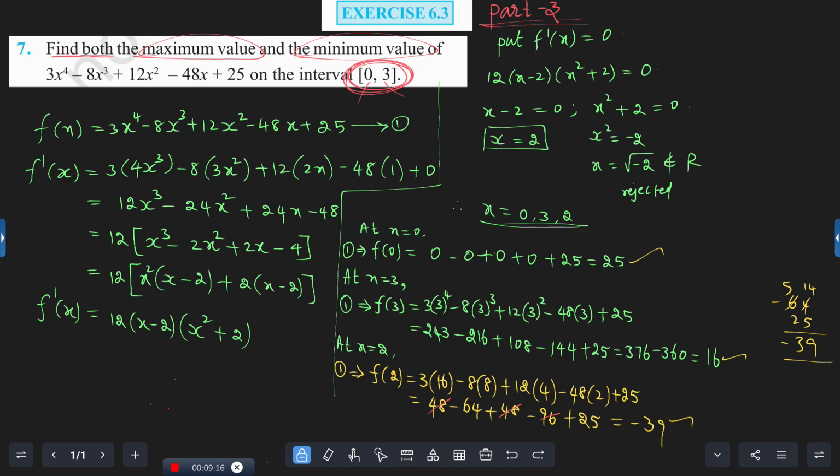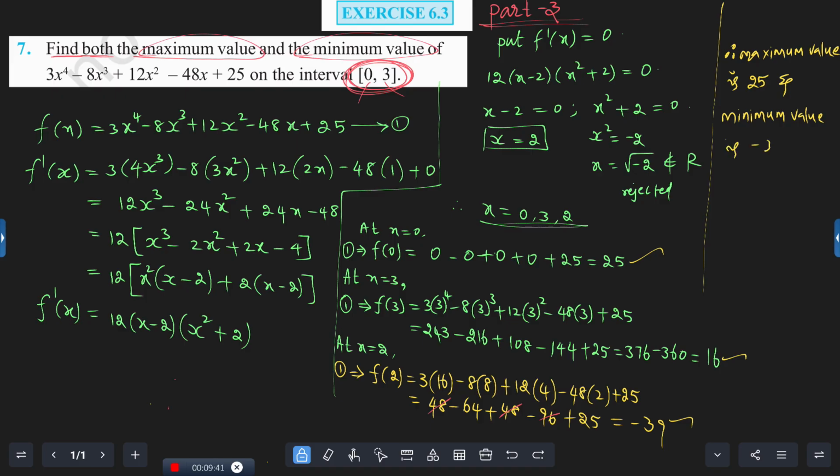So we have 3 different values. In this, which is the maximum, you write the maximum value, and which is the minimum, you write the minimum value. Therefore, the maximum value is 25, and the minimum value is minus 39. That's it. Have you understood? Is it okay?